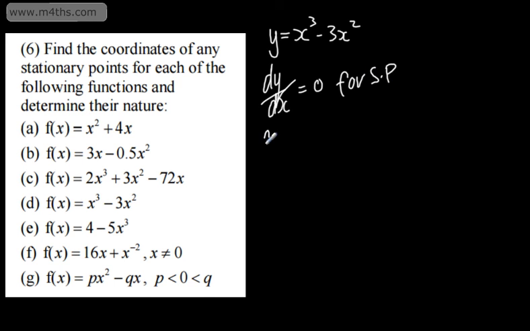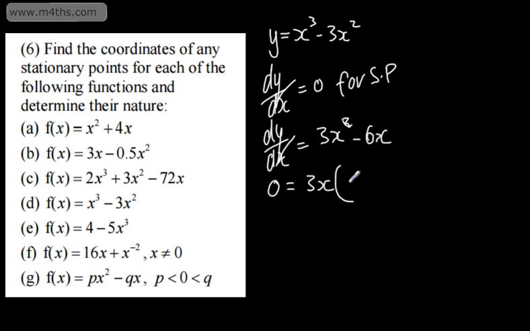Okay, let's look at the next one. F of x, I'll do this again as y is equal to, just to vary this up. So y is equal to x cubed minus 3x squared. So with this one, what we're going to have then is dy dx equal to 0 for the stationary point. So dy dx is going to be 3x squared minus 6x. 0 is equal to, and I can factor this, 3x is common, that will leave me now x minus 2. That looks good, let's just check that.